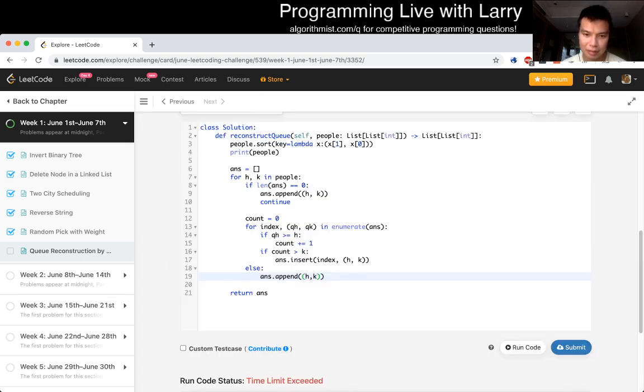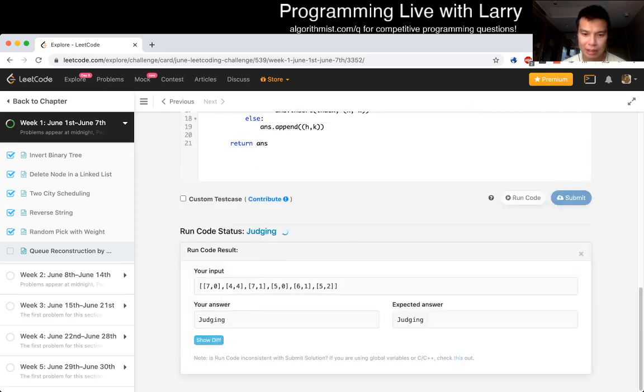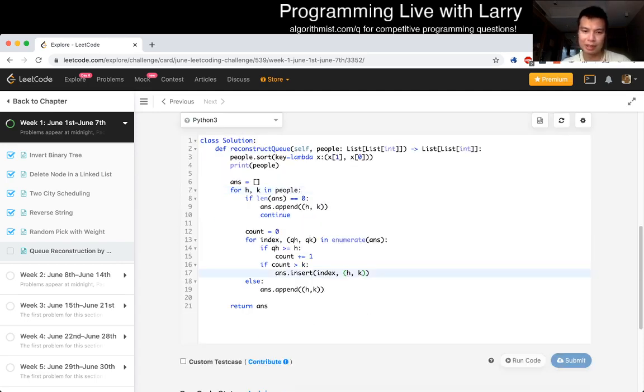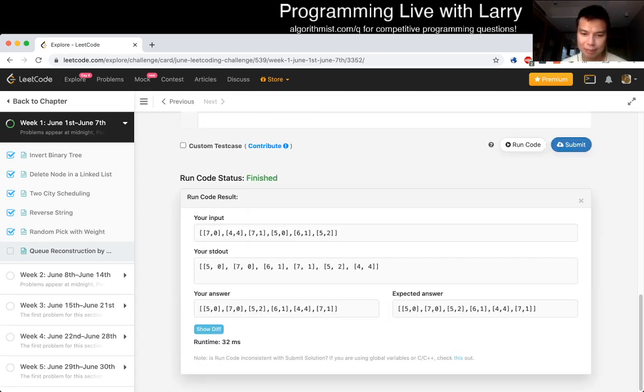Time limit exceeded. I didn't really expect this, because this should be at worst n squared. Unless we keep on going. Oh, because we don't break. Yeah, okay, so then it just keeps on going. Okay, yeah, so this looks way better.